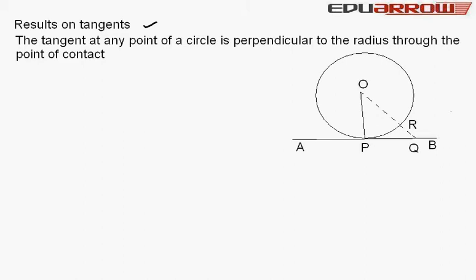Here OP is the perpendicular and AB is the tangent which touches the circle at the point P.